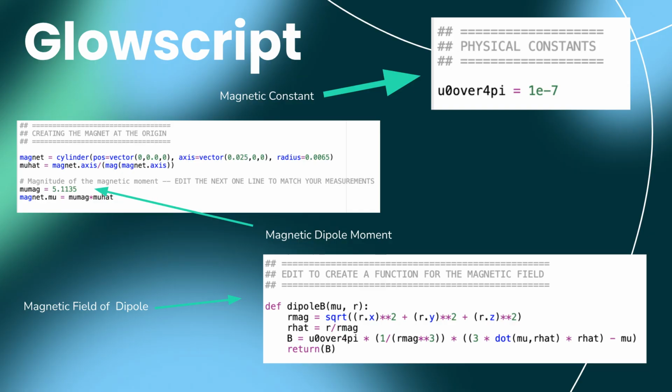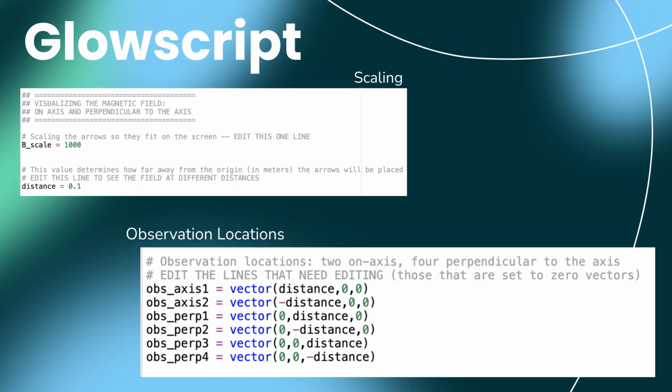So for our GlowScript code, we started with our magnetic constant, mu over 4 pi, 1 times 10 to the negative 7th, and then our magnetic dipole moment, we used this formula for it, and we put in our magnetic dipole moment of 5.1135 into it, and then we would create the magnetic field of a dipole on the bottom. We have our scaling here, where our magnetic field scale is equal to 1,000, and then our distance was 0.1, and then we had all of our observation locations of the positive x component distance, negative x component distance, positive y component distance, negative y component distance, and then both for the z.